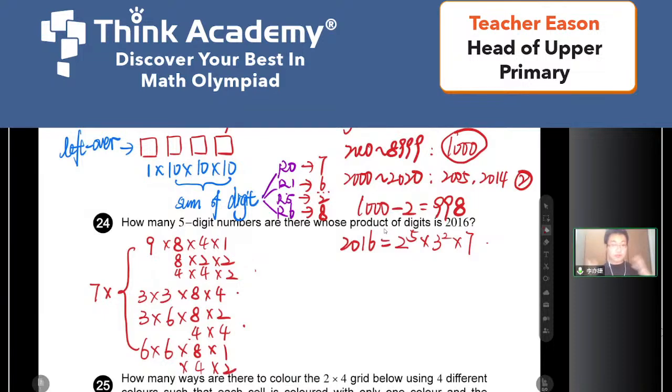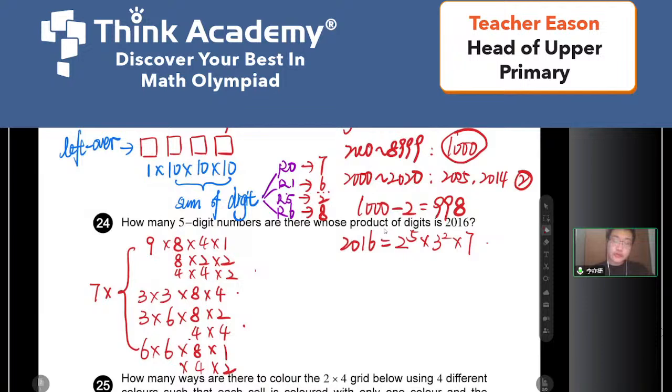So actually, this is the way we divide 2016 into the product of 5 one-digit numbers. Here is the total way. Then, the second step is: how many ways are there for us to form a 5-digit number using these numbers?